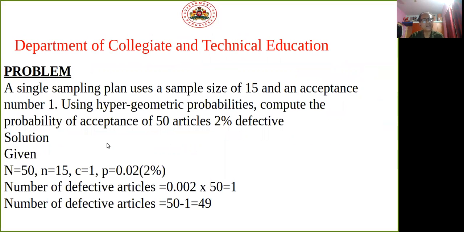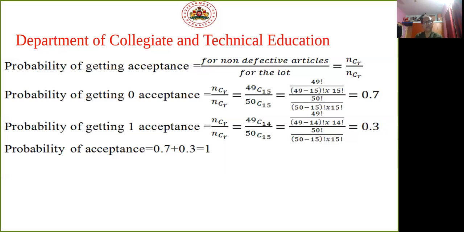So what does it mean? The value of C being 1 means that if there are 0 defectives, the customer is going to accept the lot. Even if there is 1 defective, the customer is going to accept the lot. So we have to find the probability of getting 0 defective, then the probability of getting 1 defective, and then add both. When you add both, you get the probability of acceptance.